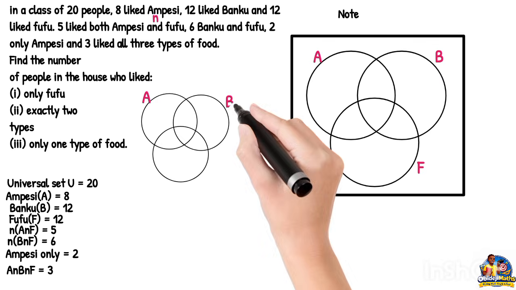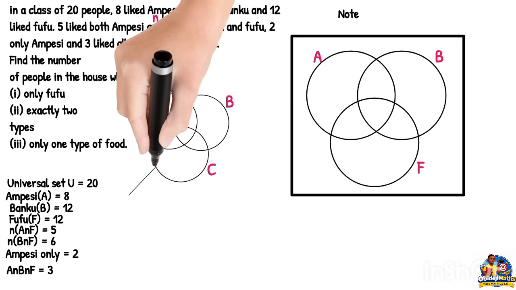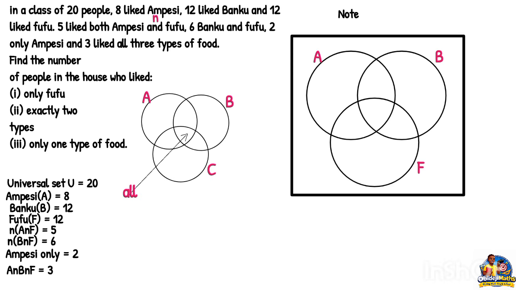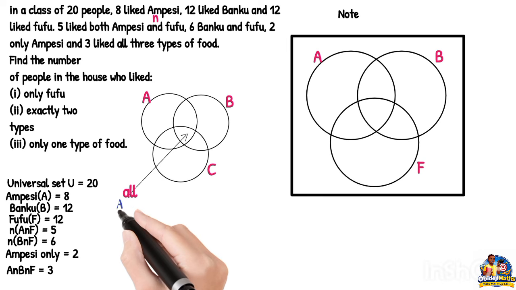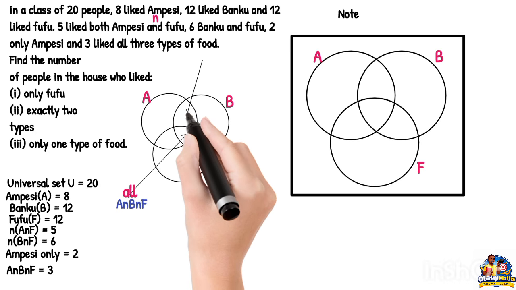Now let me use the Venn diagram to explain. Let's say we have A, B, and C. All calculations start from the center. That is all: A is there, B is there, C is also there. That's the intersection of A, B, and F. All of them are there. Everything must start from there. Your calculation must start from there.